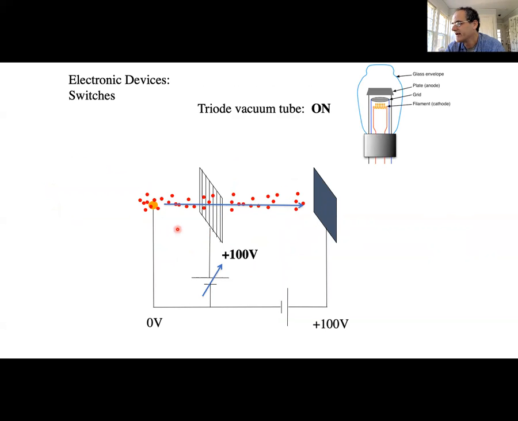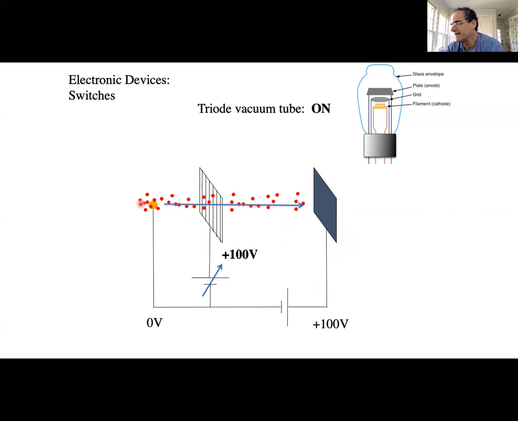Imagine the following. Here I have the filament, which is heated up so it's emitting electrons. Okay? And suppose the filament is at 0 volts. Then we have a grid. Let's suppose the grid is at a voltage of plus 100 volts. Of course, electrons then would be attracted to the grid, and they would accelerate across this potential difference of 100 volts. Okay? Likewise, in this circuit, the plate is also at plus 100 volts.